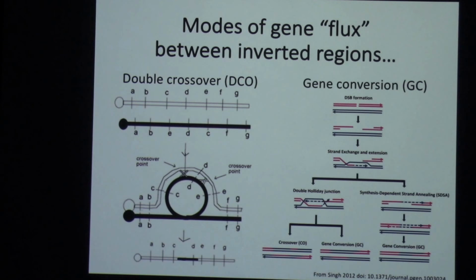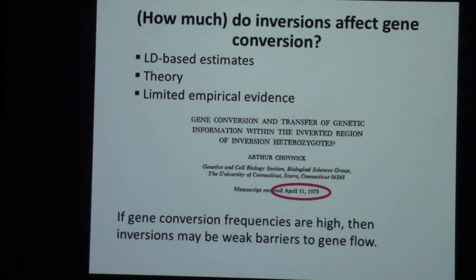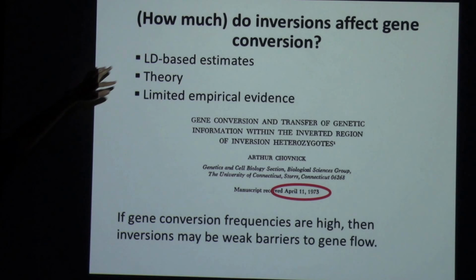There's a little bit of data on this one, but there's very, very little on that one, gene conversion especially. So how much do inversions affect it? Well, there are some LD-based estimates that suggest you can get some exchange. This is just using sequence data and estimating LD. There are, of course, some problems with this because it has a lot of assumptions associated with it. There's a lot of theory showing it could happen, but there's very limited empirical evidence.